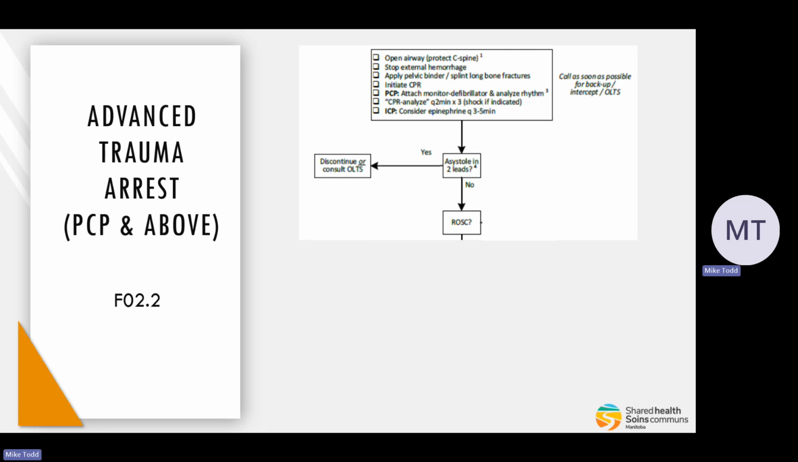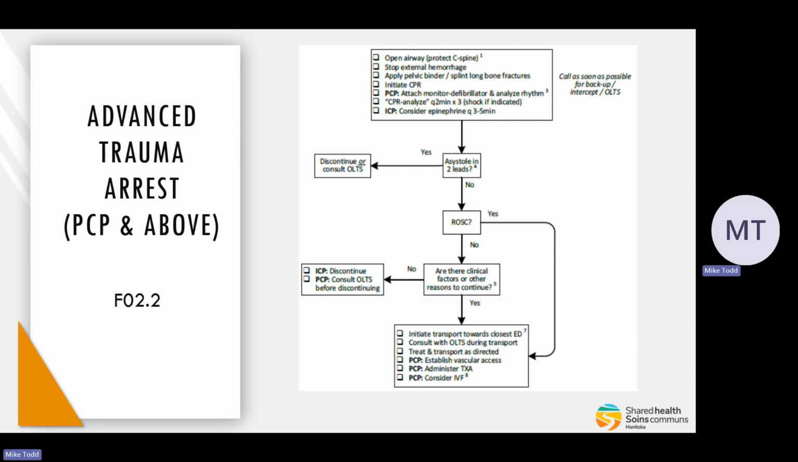So with that, if they are not in asystole in 2 leads, did you get ROSC? If the answer is no, are there other clinical factors or other reasons to continue? So again, are they severely hypothermic? Did we get the bleeding under control? Things like that. Are they pediatric? If no, and we're an ICP, we can discontinue. But like I said before, a PCP needs to consult online trauma support before you can actually discontinue resuscitation on this patient.